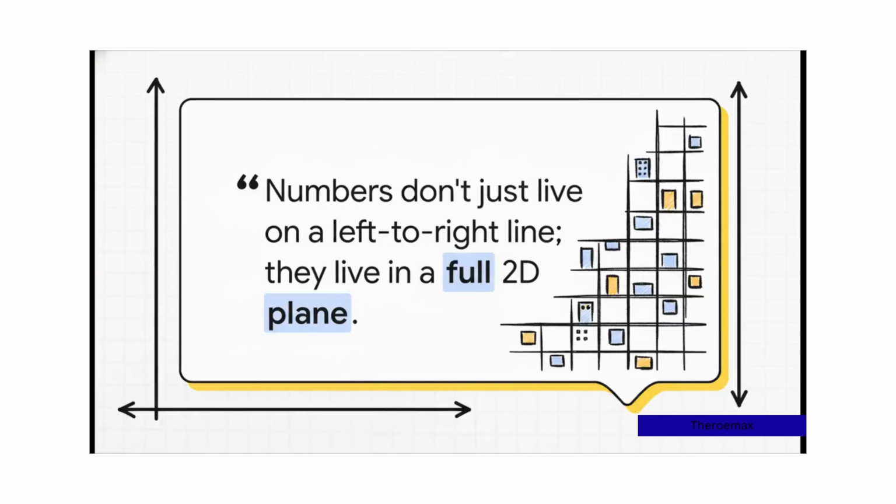And this right here, this is the big idea. You've probably spent your whole life picturing numbers on a line that just stretches out forever, left and right. But what if I told you that line is just one single street in an entire city? Yeah, let's go explore the whole grid together.